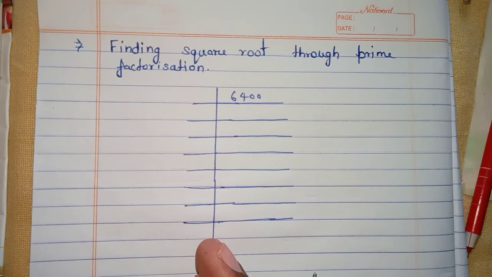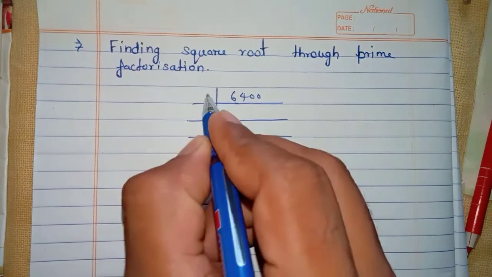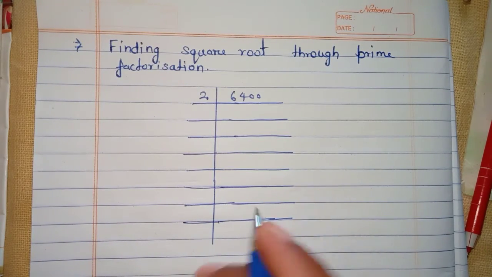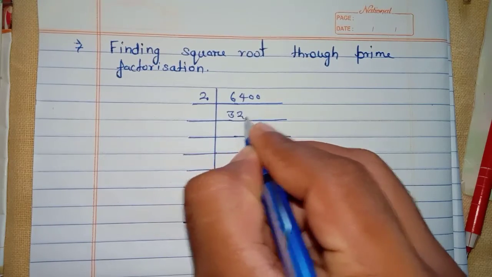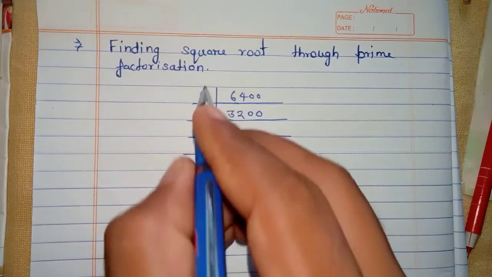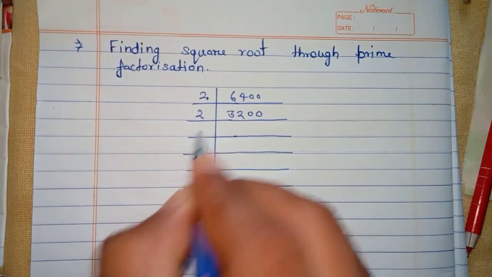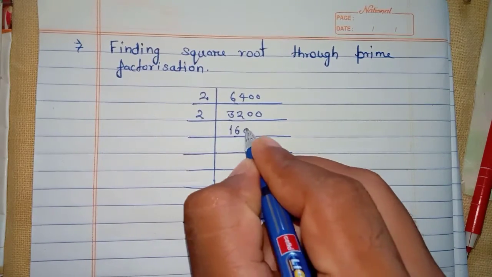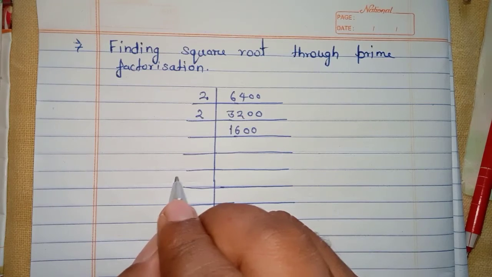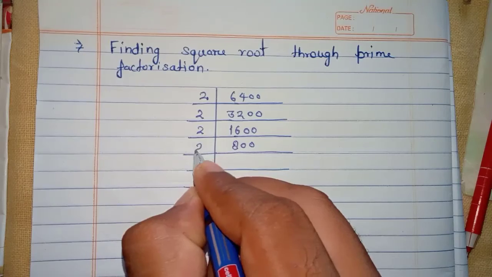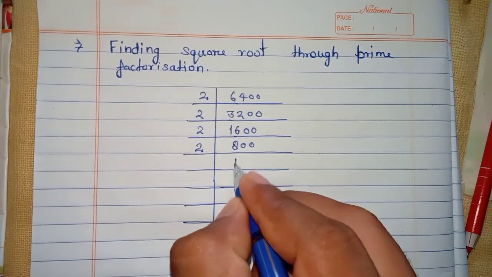We have the number 2, which is the least prime number which can divide 6400. Write here 2 and divide this 6400 by 2. And you know the quotient is what? 3200. Write the quotient here. This number is again divisible by 2. Write here 2. Again 2 is a prime number. The quotient is 1600. Divide this by 2. Again you will get 800. Divide this by 2. The quotient is 400.